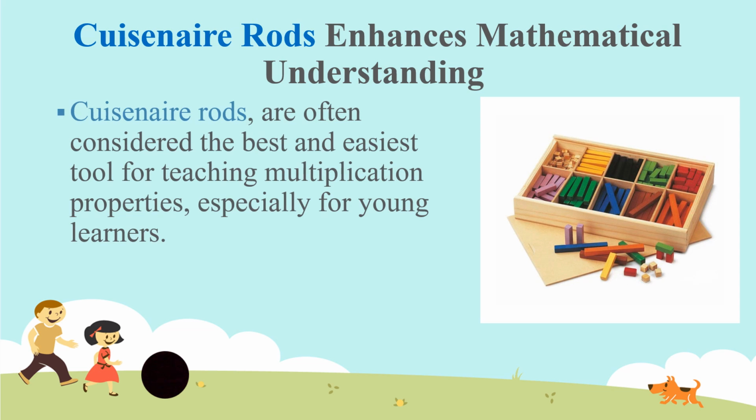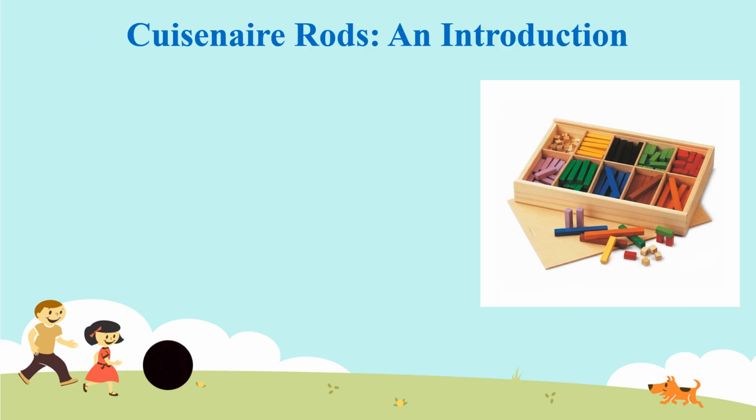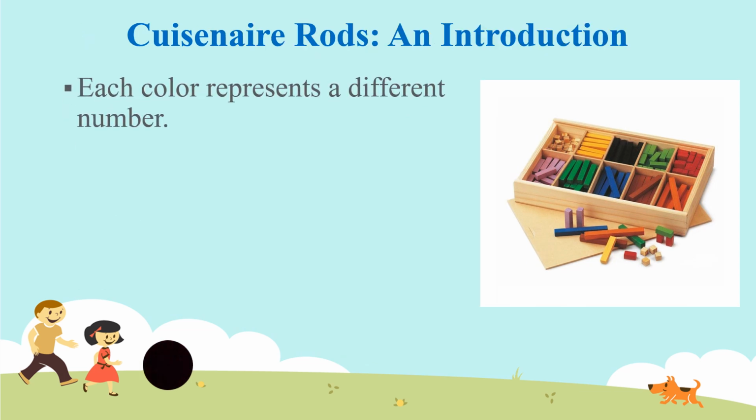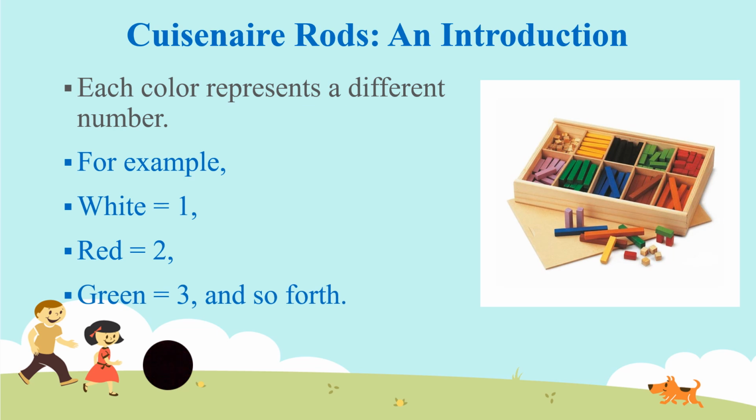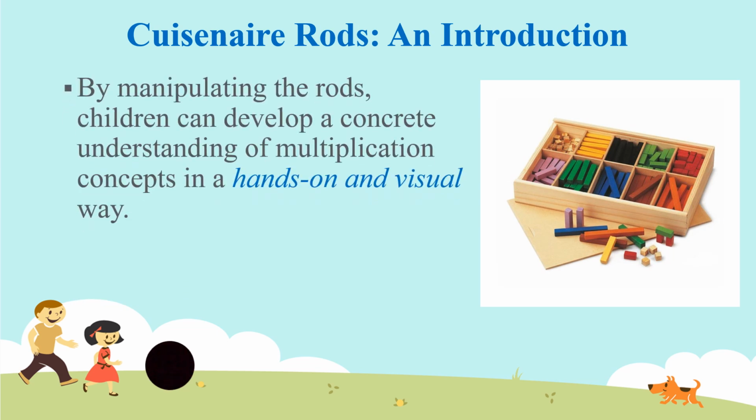Cuisenaire rods are often considered the best and easiest tool for teaching multiplication properties, especially for young learners. Each color represents a different number. For example, white equals 1, red equals 2, and green equals 3, and so forth. By manipulating the rods, children can develop a concrete understanding of multiplication concepts in a hands-on and visual way.